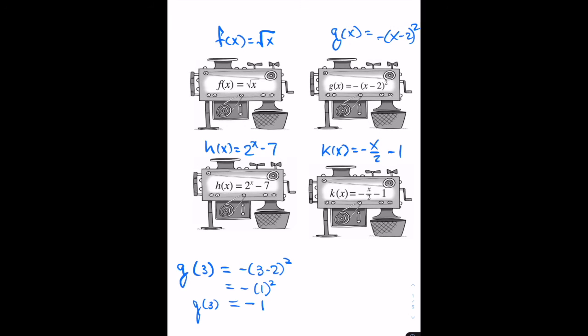Let's do another one. What if I wanted to know what the f of 16 was? Well, f of 16 is actually saying what is the square root of that x value, which is 16. Well, square root of 16, you know that to be 4. But I want you to be aware of something here, and we will emphasize this every once in a while.